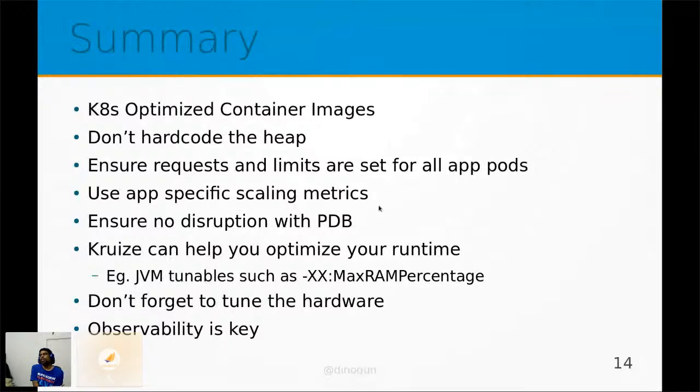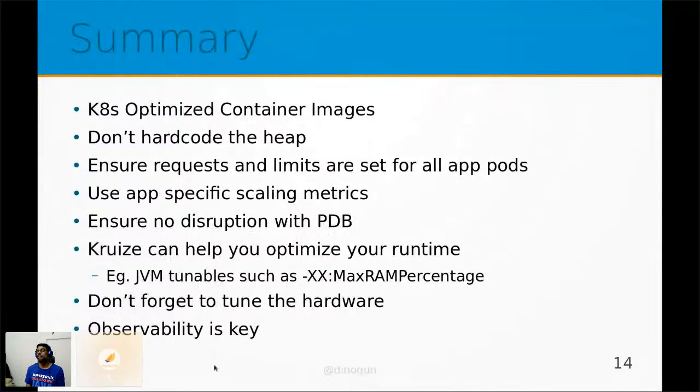Use app scaling metrics as much as possible for horizontal pod autoscaling. Make sure that there is no disruption of your pod using the pod disruption budget. You can use Cruise to optimize your runtime, not only producing the right set of requests and limits, but also JVM tunables as well. And if you have access to the hardware, make sure that you tune the hardware as well.